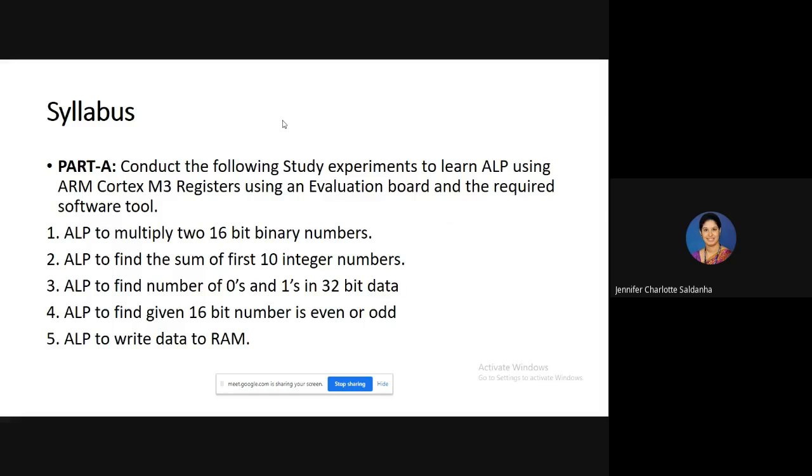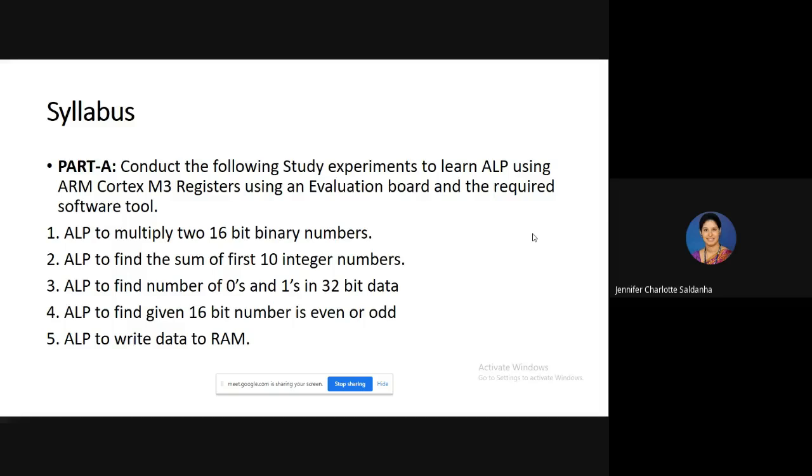In part A, we have experiments to learn assembly language programming using ARM Cortex-M3 registers using an evaluation board and the required software tool. So mainly in part A, we are studying assembly language programming, which is written using the ARM Cortex-M3 instruction set. And the software we are using for part A is Keil MicroVision software.